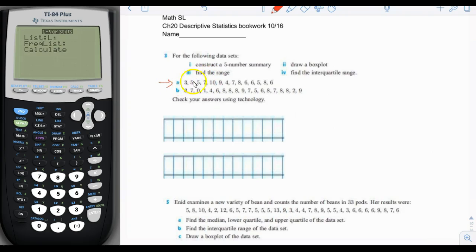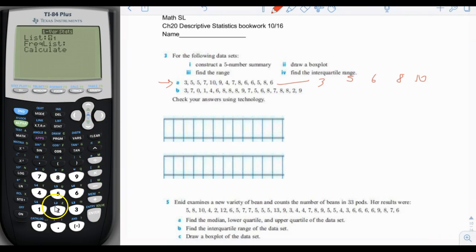So what I've done is I've put all these numbers into list 1, I've put all these numbers in list 2, and I'm going to use the calculator to find the 5-number summary. So I put list 1 first into one of our stats, and I'm going to go out and look at the key 5 numbers, which are here: 3, 5, 6, 8, 10. So those are the key 5 numbers for the first distribution, 3, 5, 6, 8, 10.